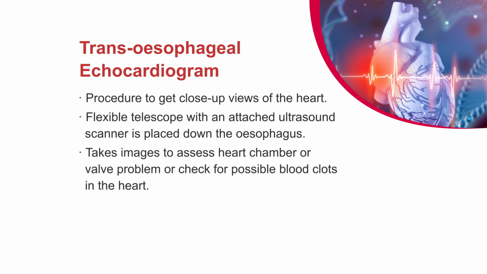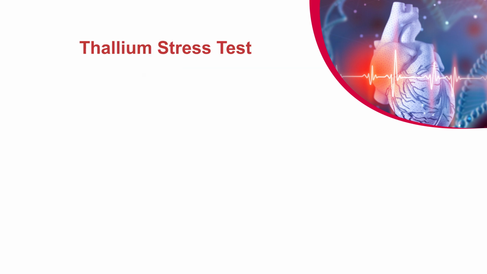A transesophageal echocardiogram is a procedure to get close-up views of the heart. A flexible telescope with an attached ultrasound scanner is placed down the esophagus. The ultrasound scanner takes images of the heart which are used to assess heart chamber or valve problems or check for possible blood clots in the heart.